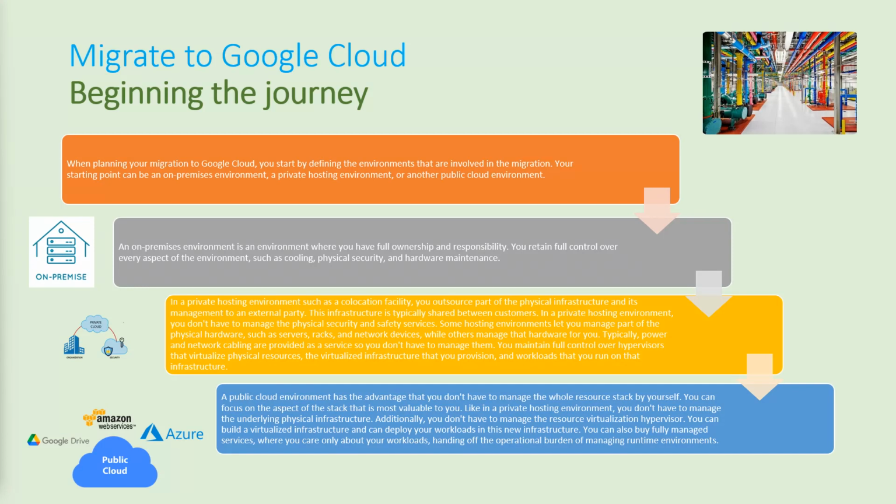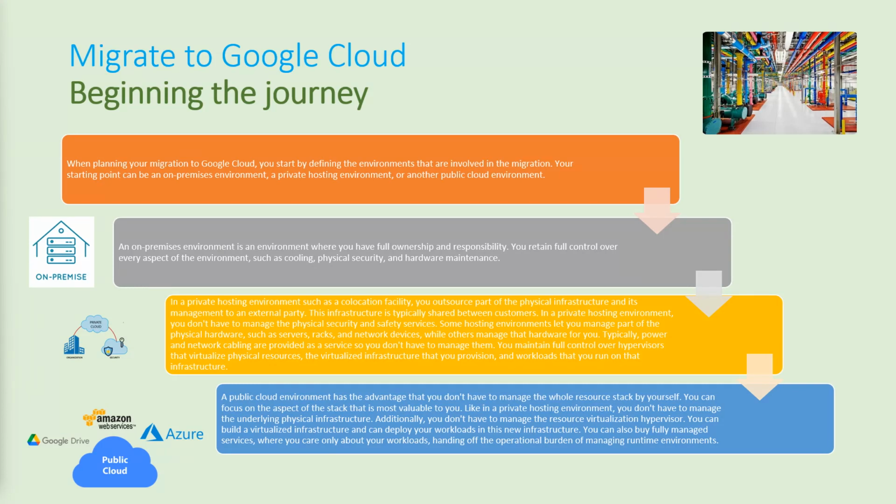They also provide smart hands in case you need some assistance in an emergency. Typically power and network cabling are provided as a service to you, but you can manage them if you want to. Otherwise, you don't have to manage what's going out of the data center and coming into the data center. But you maintain full control over your hypervisor, which is your virtualization platform, and your physical servers, and all the workload. That's your responsibility. So that's the difference between on-prem and colo, right? Some responsibilities are handed over to a management company. Of course, you have to pay for it.